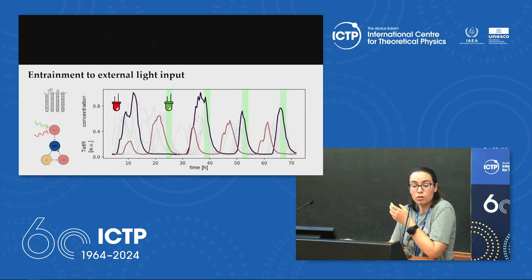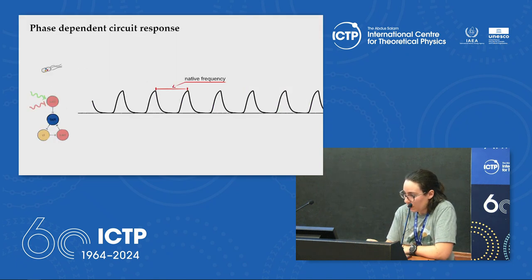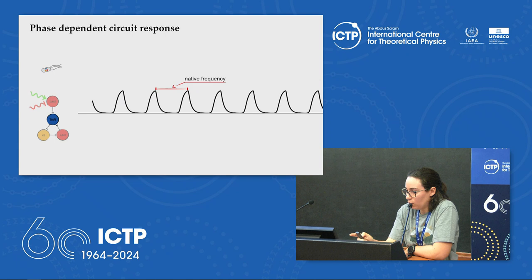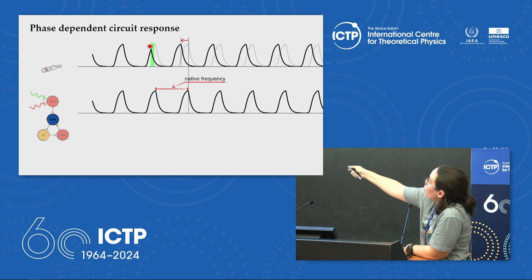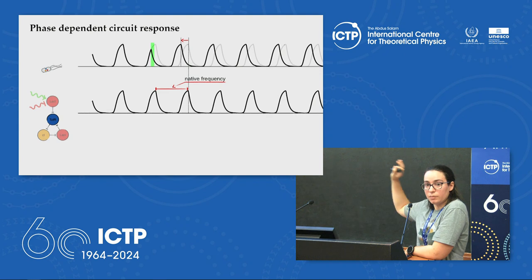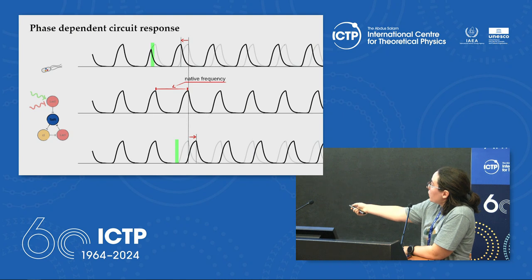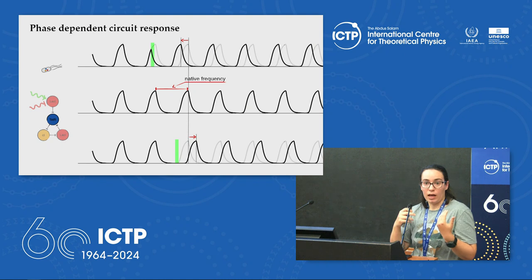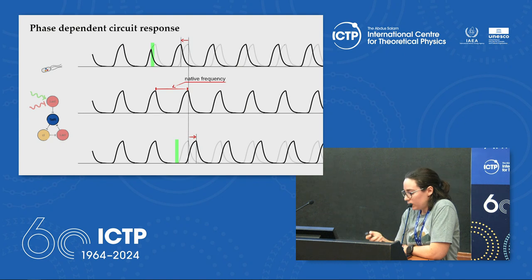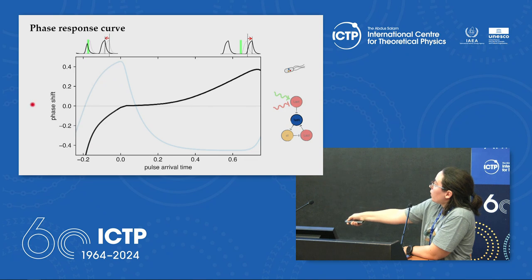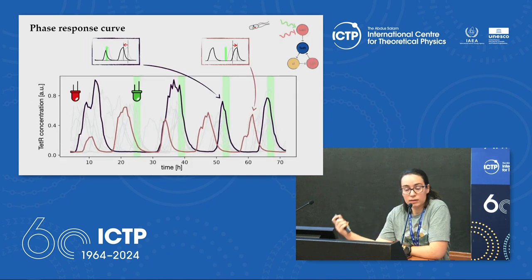To understand this, we turned to computational simulations. You can imagine an oscillator which is going at its own native frequency. What we notice is that if you send a light input on what would have been a peak of gene expression, the peak gets killed, and then the next oscillation is anticipated with respect to when it would have been. While if you send a light input in the valley between two peaks, the next oscillation is delayed with respect to when it would have been. You can quantify this behavior using a phase response curve, like shown here, where we have the phase shift over the pulse arrival time. And this can help us understand the experimental data from before.